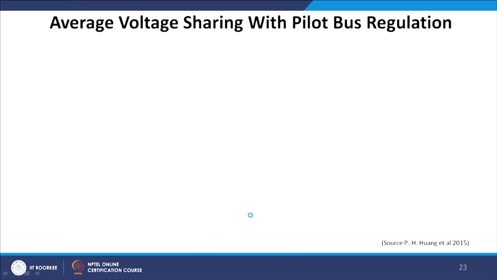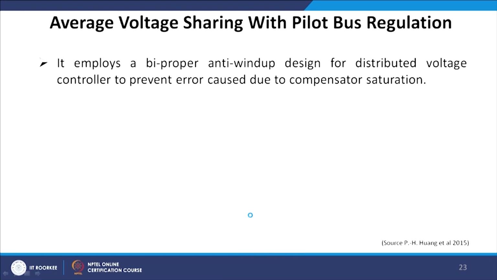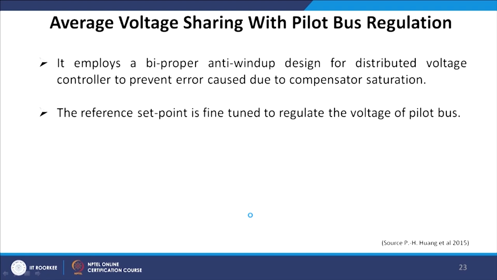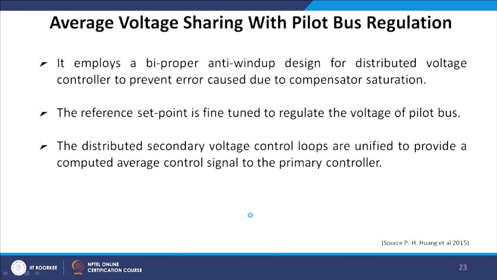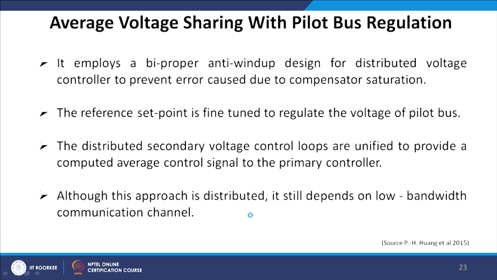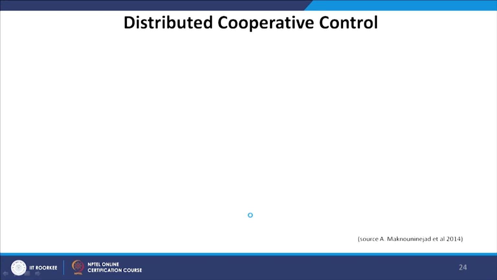Average voltage sharing with pilot bus regulation. It employs a biproper anti-windup design for the distributed voltage controller to prevent error caused due to compensator saturation. The reference set point is fine tuned to regulate the voltage of the pilot bus. The distributed secondary voltage control loops are unified to provide a computed average control signal to the primary controller. Although this approach is distributed, it still depends on low bandwidth communication channels.